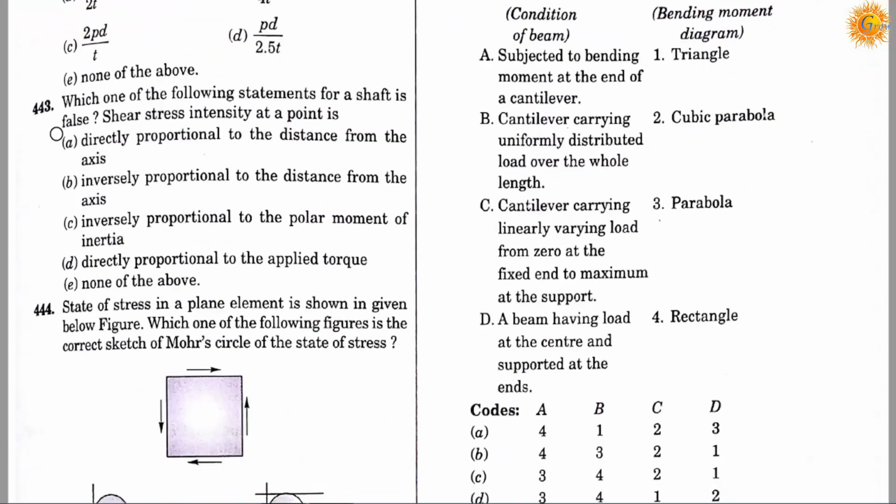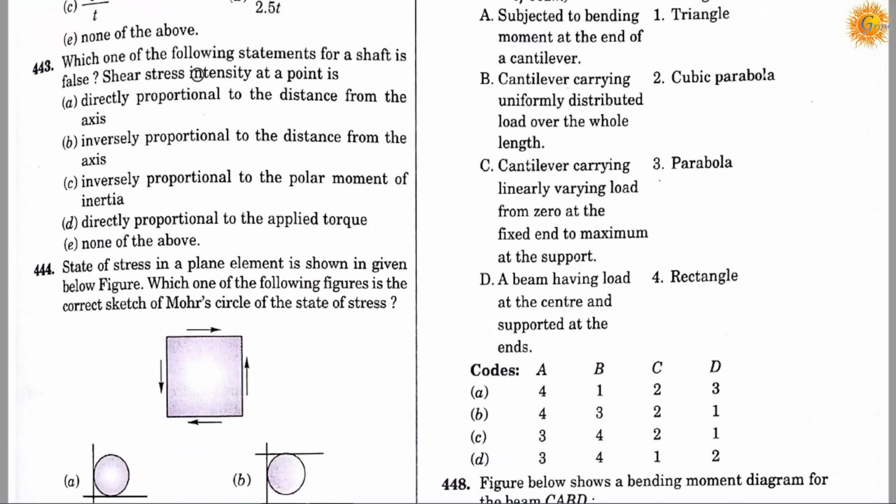Question number 443. Which one of the following statements for a shaft is false? Shear stress intensity at a point is option A directly proportional to the distance from the axis, option B inversely proportional to the distance from the axis, option C inversely proportional to the polar moment of inertia, option D directly proportional to the applied torque, option E none of the above. Correct answer is B, it will be inversely proportional to the distance from the axis.